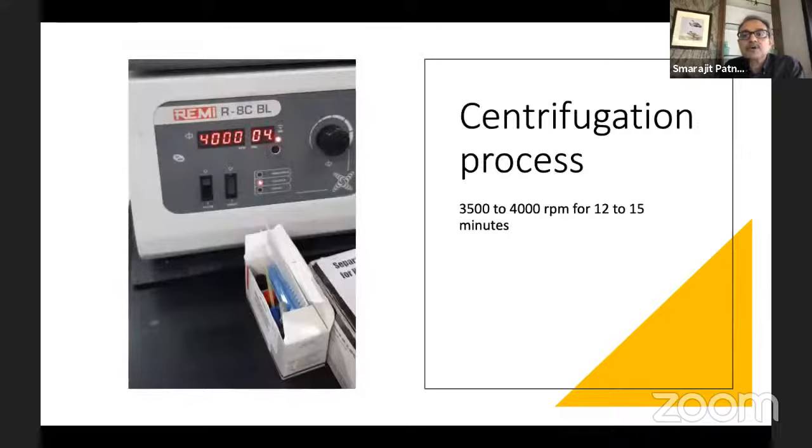A brief about the process of this, how do we derive the platelet-rich plasmas. There are a lot of techniques, but I'll try to keep it simple. The basic one, the simplest one, is a centrifugation process. We take about 10 to 15 ml of autologous blood from the veins, and we centrifuge at about 3,500 to 4,000 RPM for about 12 to 15 minutes.